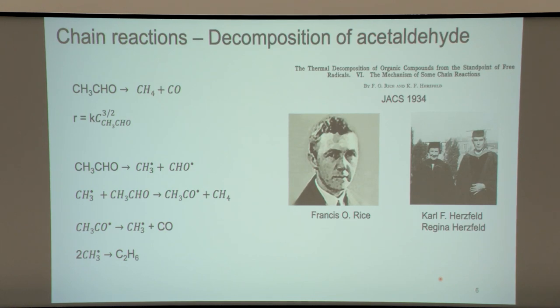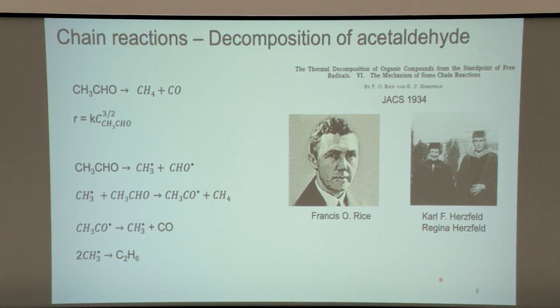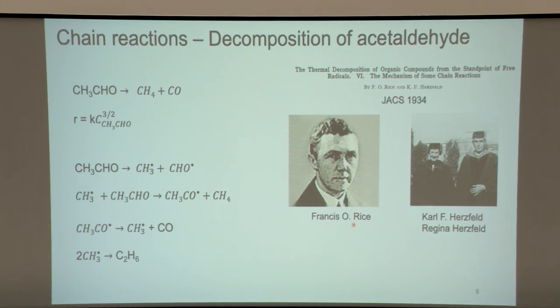It was these two guys, Francis Rice and Carl Hirschfeld, who first tried to articulate what is happening in the experiments that Hinshelwood was doing in the UK. These guys were actually here in the US at Johns Hopkins University, and they wrote a paper in the Journal of the American Chemical Society. So you had the Royal Society in the UK, and the American Chemical Society in the US.